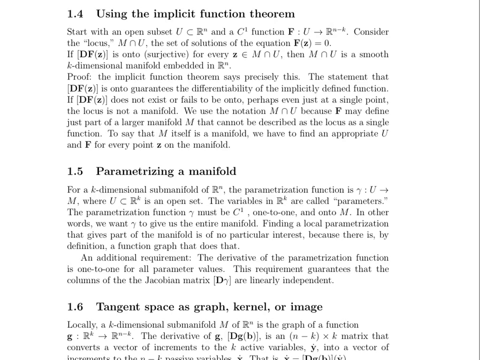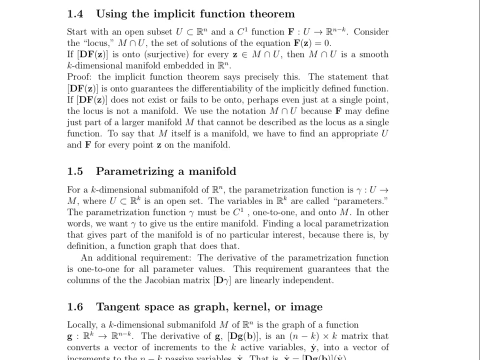And if df does not exist or fails to be onto, even at just a single point, then this locus function, which is equal to 0, is not a manifold. And we use the manifold intersected with U because f, the locus function, may define just a subsection, as I said before, of a larger manifold, like part of the sphere or part of the unit circle.